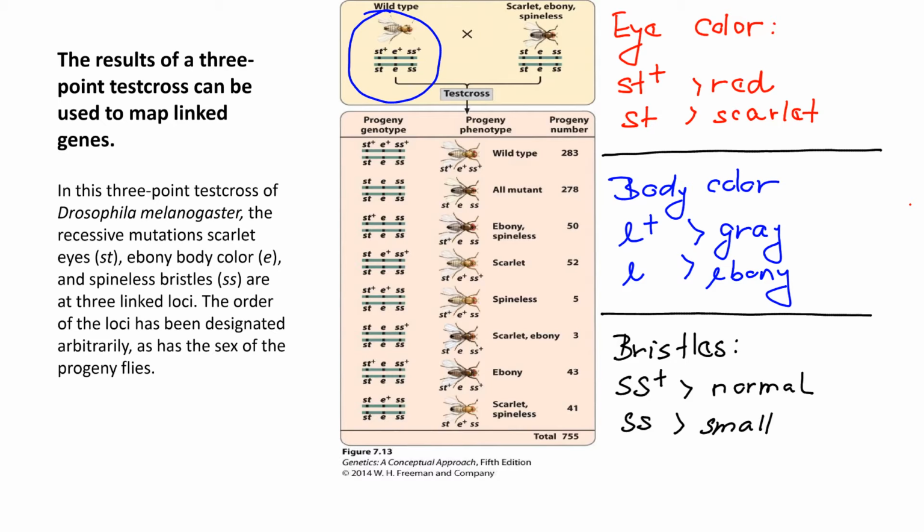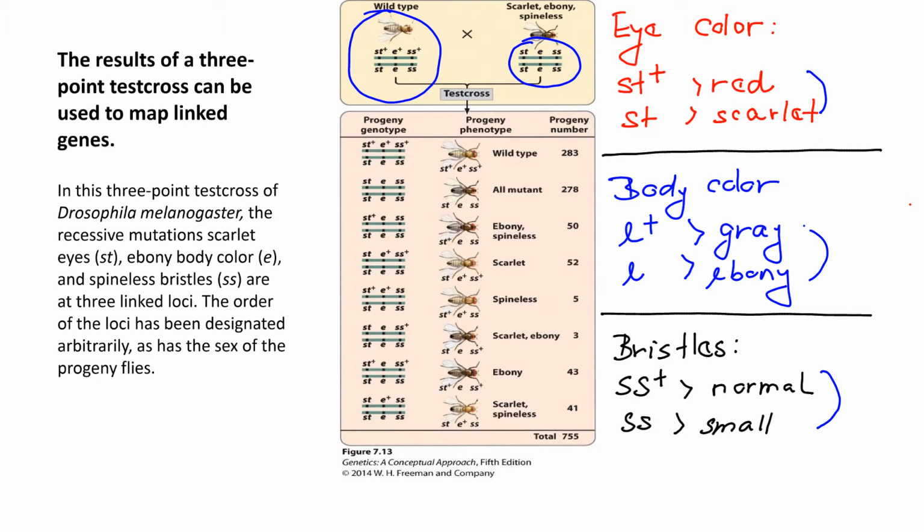In eye color, red eyes are dominant over scarlet. In body color, gray is dominant over ebony. And in bristles, normal are dominant over small bristles. So you perform crosses with wild type heterozygous fruit flies. Remember, in a test cross, the tester is always homozygous recessive.